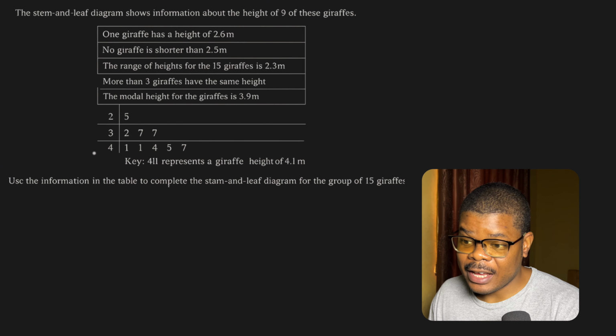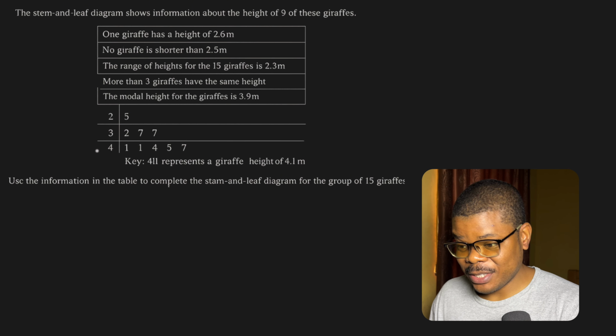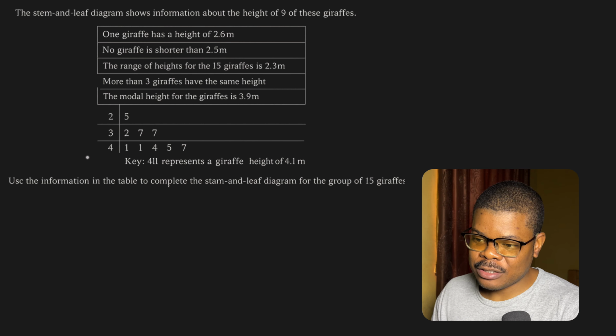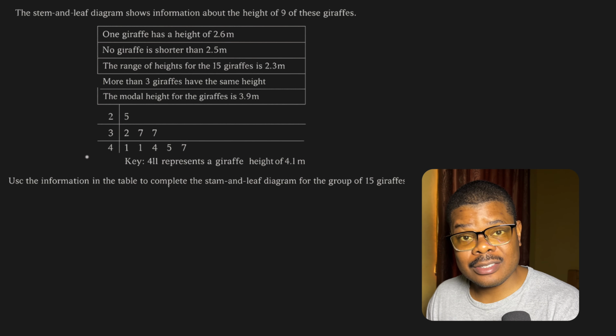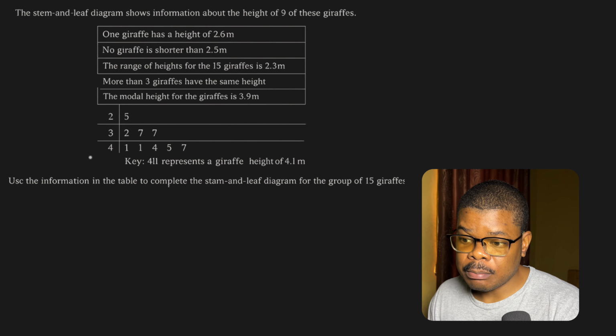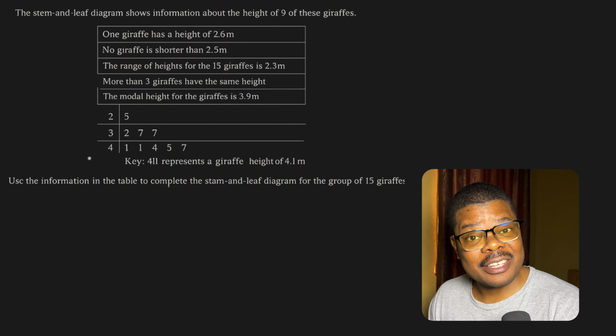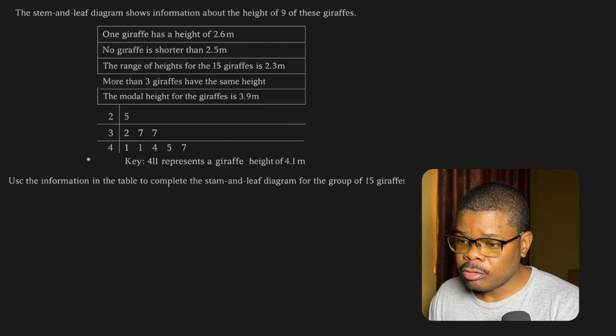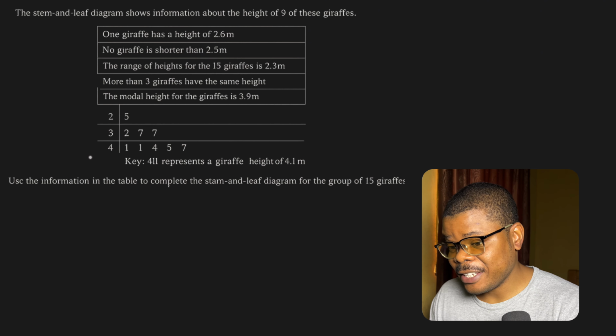So one giraffe has a height of 2.6 meters. No giraffe is shorter than 2.5 meters. And then the range of heights for the 15 giraffes is 2.3 meters. And more than 3 giraffes have the same height. And the modal height for the giraffes is 3.9 meters.